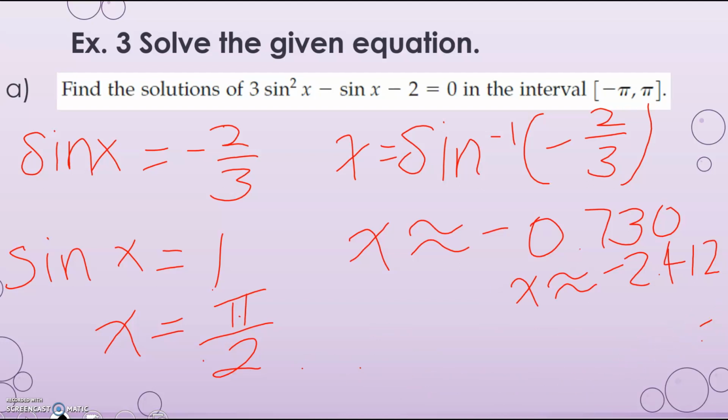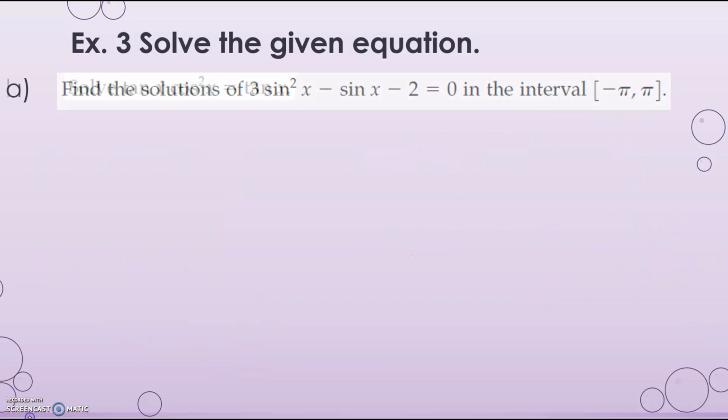The first one is pi over 2, okay, which is within the positive side. The 2 other answers, one of them is negative 0.730, and the other one is negative 2.412, because you have to keep in mind, the approximate value of negative pi is negative 3.14, which negative 2.412 still falls within that boundary. So for this particular question, I'm going to get 3 answers. And again, you can verify all your solutions by using decimal or graphing calculator. Okay, let's move on to the next one.